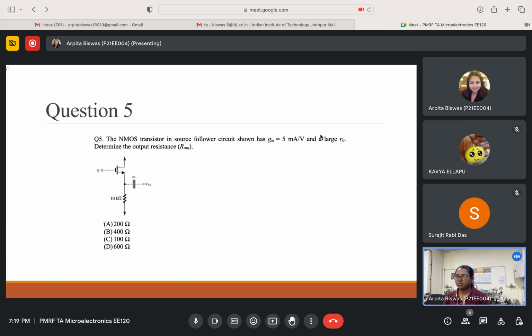Next, move towards question number 5. The NMOS transistor in the source follower circuit shown has gm equal to 5 milliamps per volt and a large r0. Determine the output resistance R output. The first option is 200 ohm, the second option is 400 ohm, the third option is 100 ohm, and option D is 600 ohm.